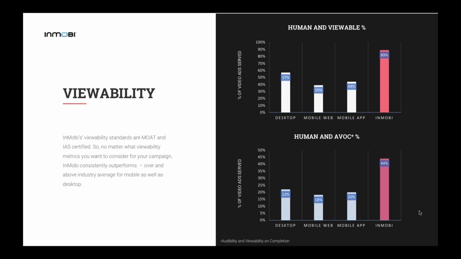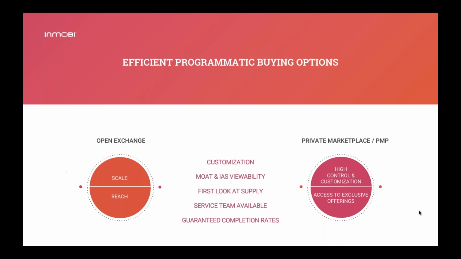So there's human and viewable, which is one of the most common ones, the MRC definition. It's, was the ad seen for at least 2 seconds, where 50% of the pixels were on the page. And then you have human and AVOC. AVOC is audio was on until the end of the video. So making sure that the user had the audio on for the entire duration of the 15 to 30-second mobile in-app video. And the benchmarks are around 60% there, and InMobi is consistently overachieving there as well.